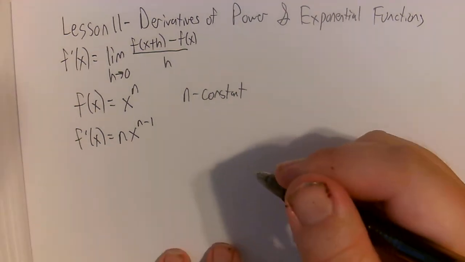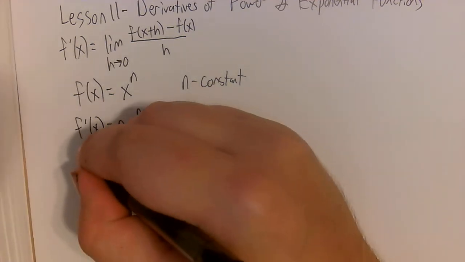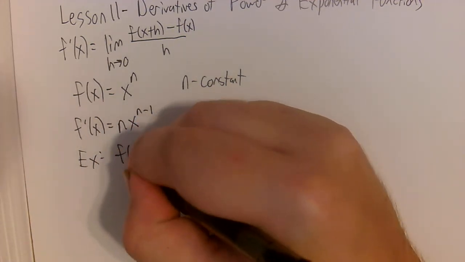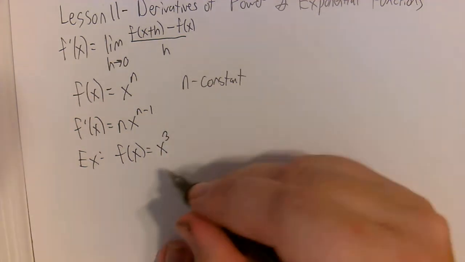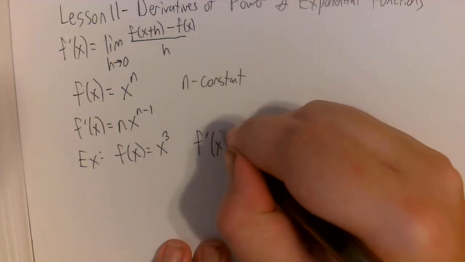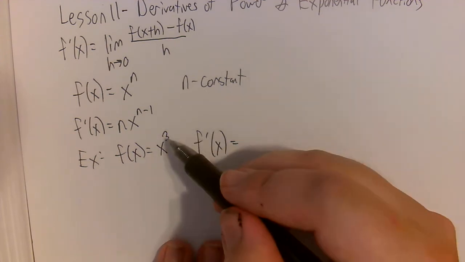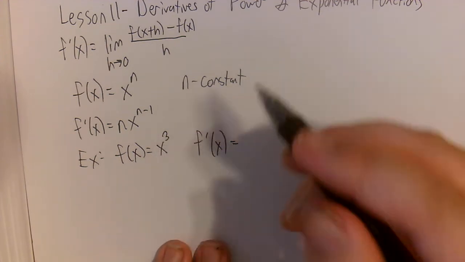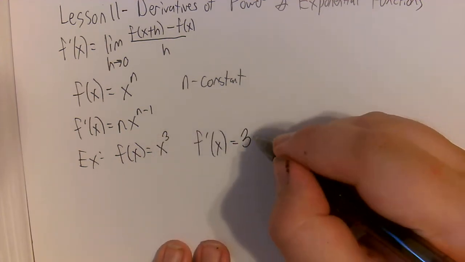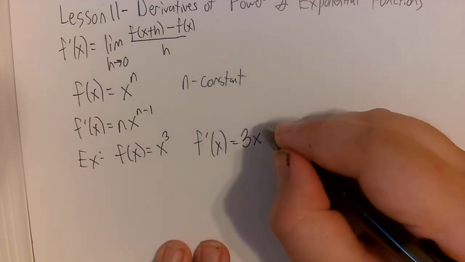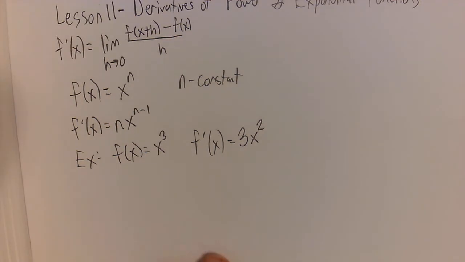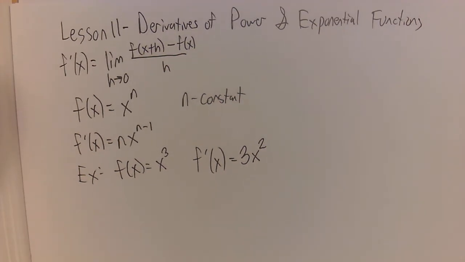So for example, let's go ahead and look at some basic examples here. Let's say we had f of x being x cubed. So if we want to find f prime of x, or the derivative of this function, what we do is we bring the old power to the front and multiply. So we have 3. And then we lower the power by 1 to get our new power. So we have 3x squared. And that's it. That's all we have to do.